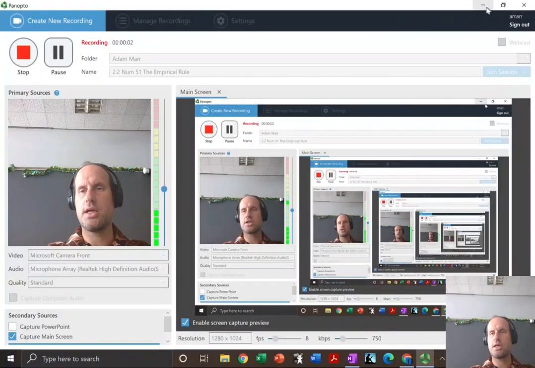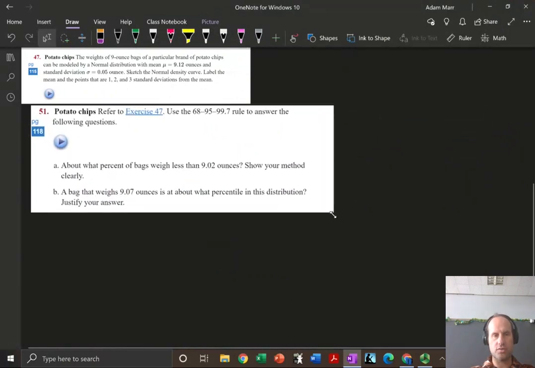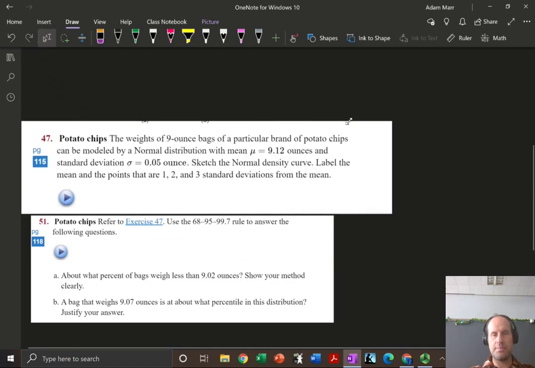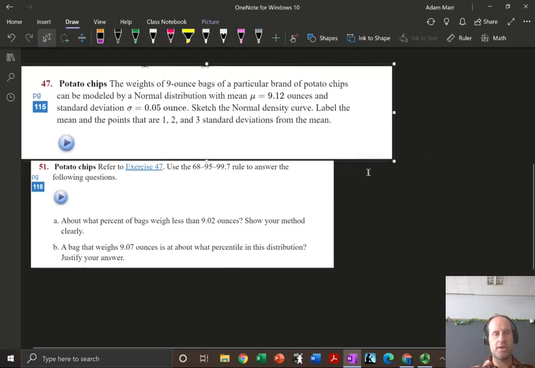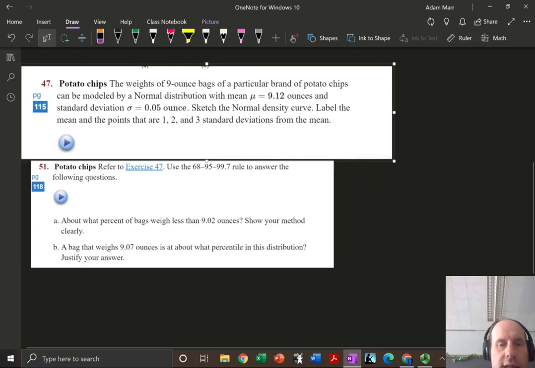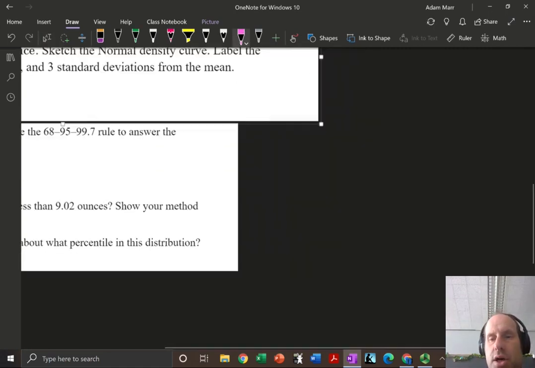Hi guys, so this is a problem that we were doing and I wasn't able to finish because the bell had just rung. So this was number 51, A and B. I had explained that this was about the empirical rule. So what does the empirical rule state? They call that the 68, 95, 99.7 rule. So what does that state?